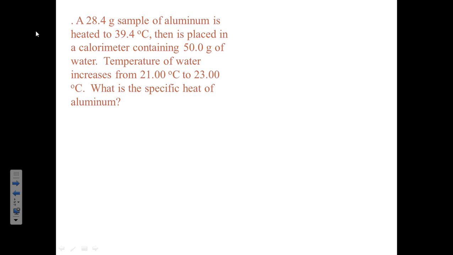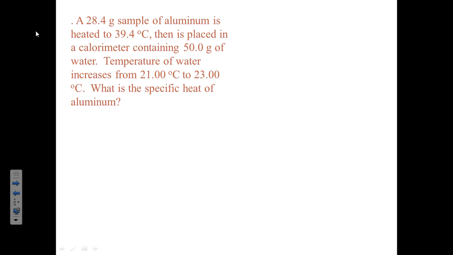All right, so we've got a 28.4 gram sample of aluminum. We heated it up to 39.4 degrees Celsius. We put it in a calorimeter containing 50 grams of water. So you've got this hot piece of metal. 39.4 is pretty hot, right? What's your body temperature? 37. So it's a little hotter than body temperature.